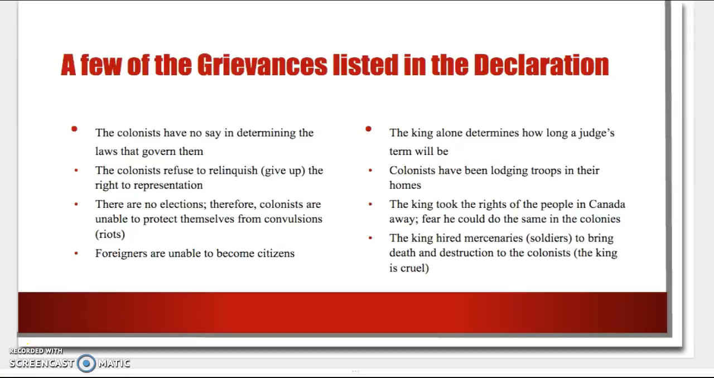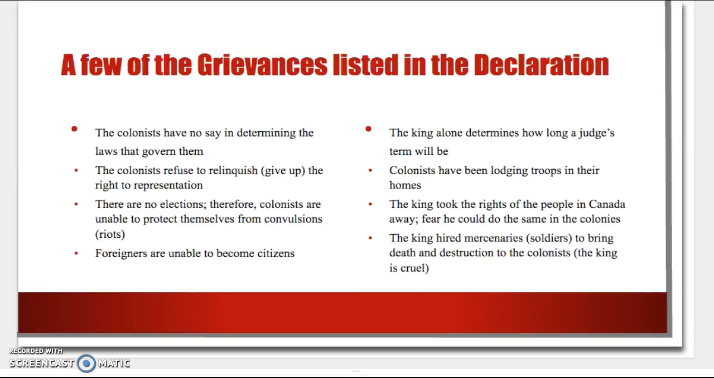The king took the rights of the people in Canada away, and they feared he would do the same to the colonists. The king hired mercenary soldiers to bring death and destruction to the colonists. So all of these things really, they're things that the king actually did to the colonists, things that the colonists felt that the king had wronged them with. So the king stationed soldiers in the colonies without the colonists' permission. That would be one of the grievances that's in the Declaration of Independence.